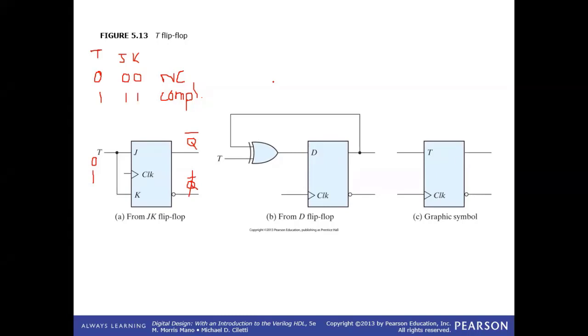Any questions till now? Sir, please explain the complement part again. If we have this circuit in front of you at the left side, if you look closely, J and K are equal to the same input, T. J and K cannot go in an opposite manner. Can you have a state where J is equal to 0 and K is equal to 1 in this type of circuit that's in front of you? No, sir.